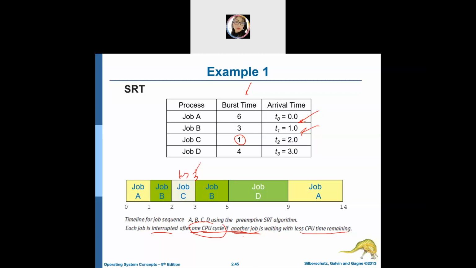Of course, it's going to consider which one is the smallest between A and B. So B has the smallest left burst time, which is the left CPU time. That's why you're going to do B first, compared to A. After B, while B is doing its job, okay, I'm going to have only another 2 cycles. After this, which job will be replacing me? So you need to consider the last CPU timing.